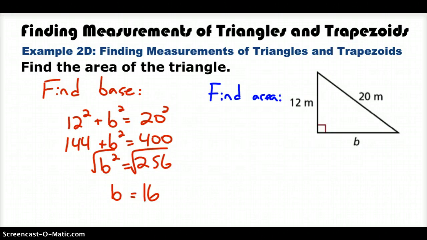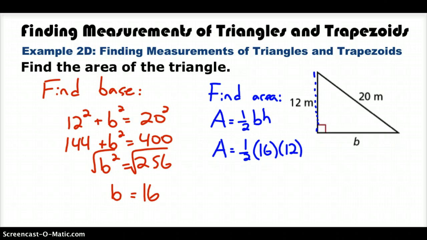I know that the area of a triangle equals 1/2 times the base times the height. The height in this case is perpendicular to the base that we're talking about, so this is 12. So my area equals 1/2 times the base of 16 times the height of 12. Half of 16 is 8, so my area is equal to 8 times 12, and I find that my area is equal to 96 square meters.